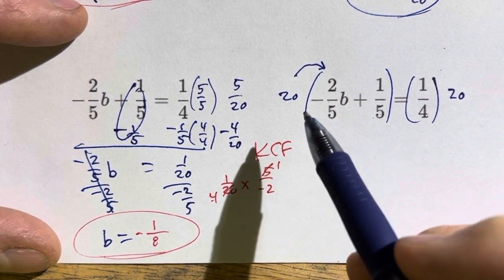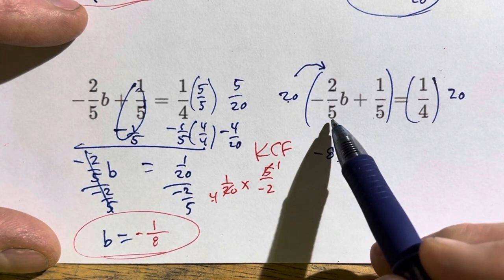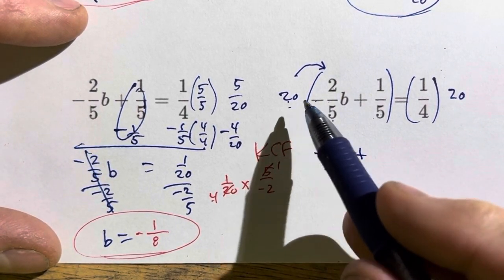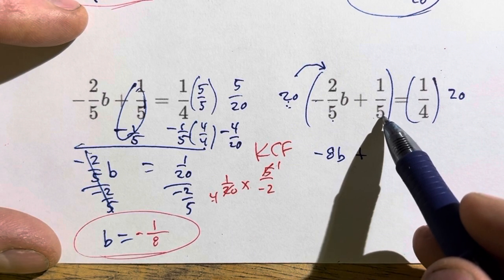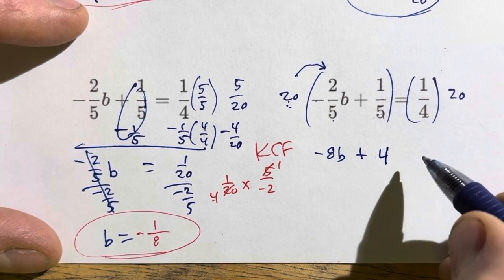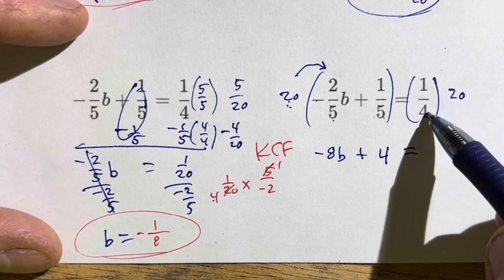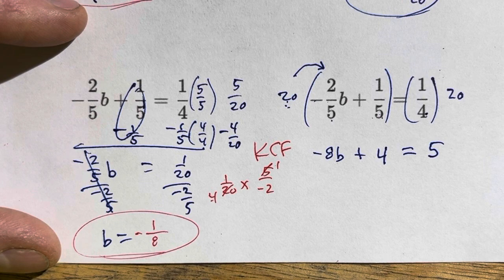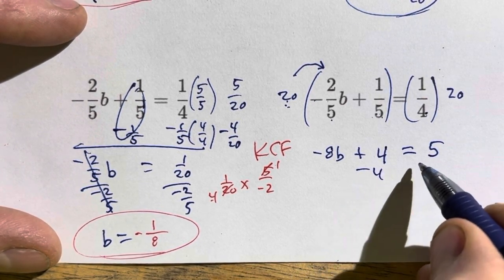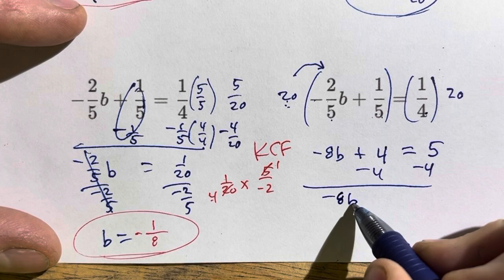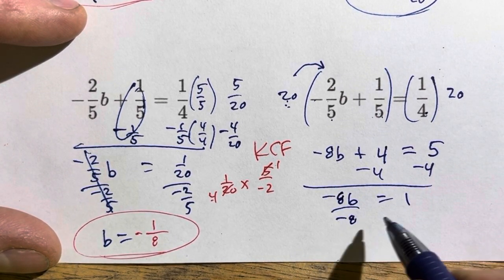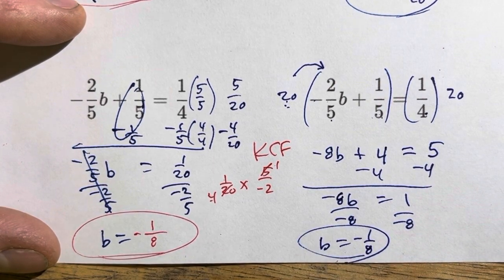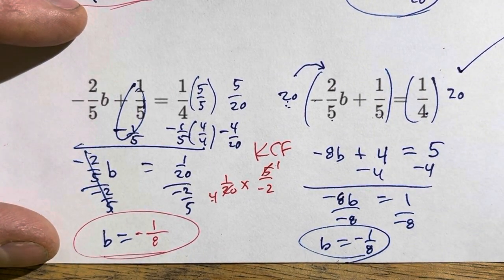B. I like doing the divide first though. 20 divided by 5 is 4, and 4 times -2 is -8. Plus 20 times 1/5, or 20 divided by 5 is 4, times 1 is 4. Over here, 20 divided by 4 is 5, times 1 is 5. And now there's an equation with no fractions at all. I minus 4 on both sides, and then divide by -8. And I get -1/8. Either way I do it. But I think this way right here might be a little easier to do.